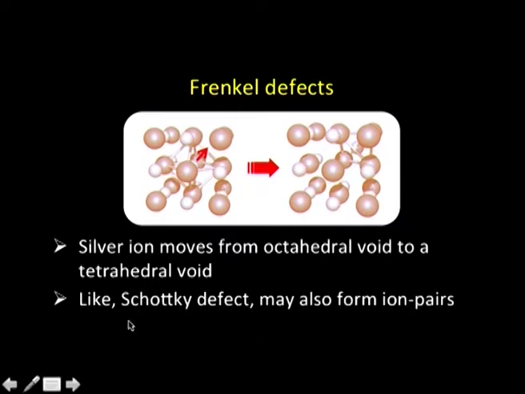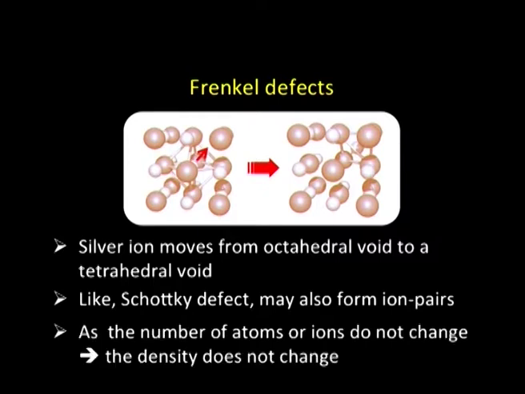Okay. Like Schottky defect, this may also form ion pairs. That is a possibility, that two such defects can come closer to each other. But in this case, the number of atoms or ions does not change. It is just that one particular atom, a cation, has moved from one place to another. So, the overall density will not change, because the mass has not changed. In case of Schottky defect, some sites were totally missing, so the mass was not there, but the volume was. In this case, the mass and volume do not change. As a consequence, the density does not change for Frenkel defects.